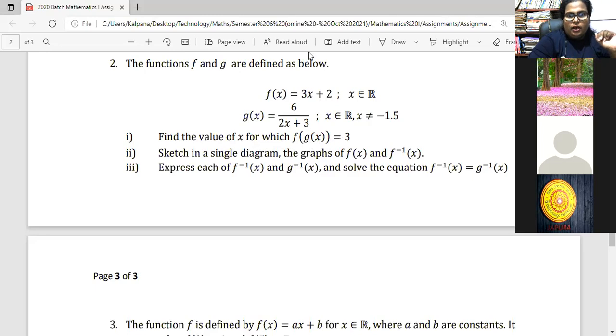So we'll see how to get this composite function equal to 3 and the appropriate answer for x for this first part. Okay, then let me share the whiteboard.